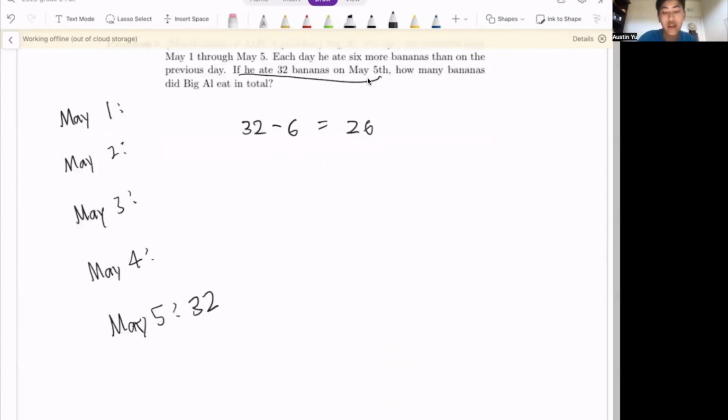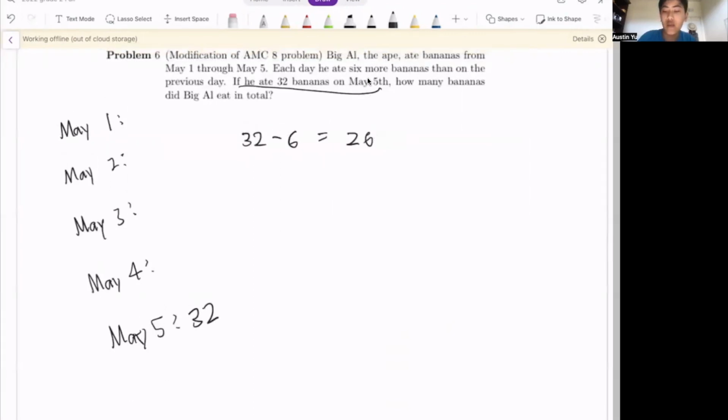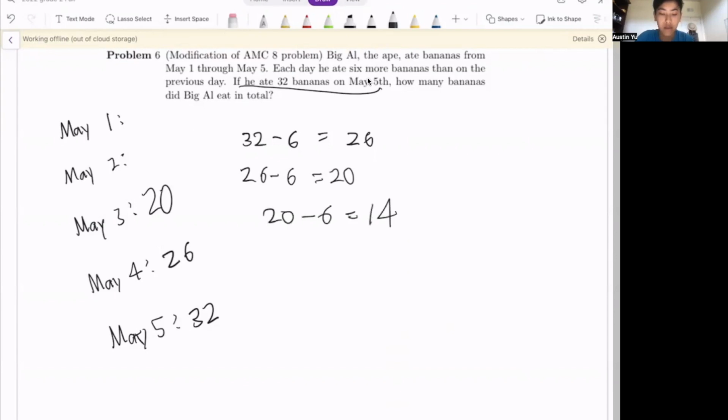And we are given 32 minus 6 because he eats 6 more bananas each day. So 32 minus 6 equals 26. So he ate 26 on May 4th. On May 3rd, it's 26 minus 6. Easy, that's 20. And then 20 minus 6 again, that's 14, for May 2nd. And finally, for the first day, 14 minus 6 equals 8. So on May 1st, he ate 8 bananas to start off.